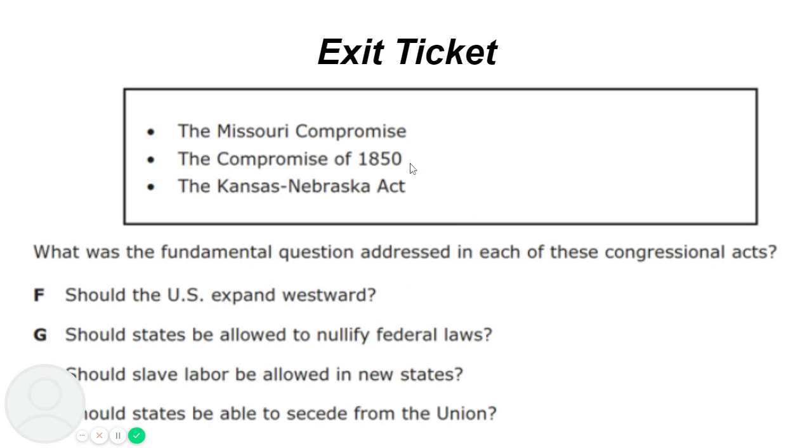But the question was not, should we expand westward? Both of these happened after the U.S. had already expanded westward. The question here is, should slave labor be allowed in new states? The Missouri Compromise said no slave states north of the 36-30 line, and the Compromise of 1850 said escaped slaves can be recaptured, taken back to slavery, California can be a free state, etc.